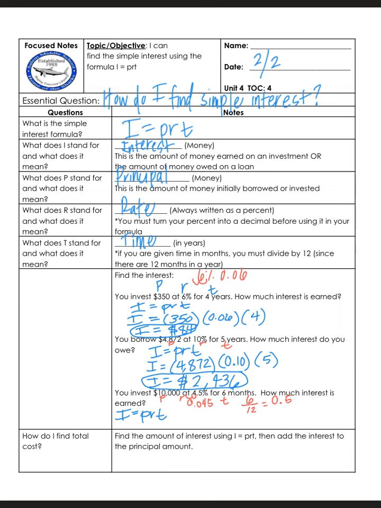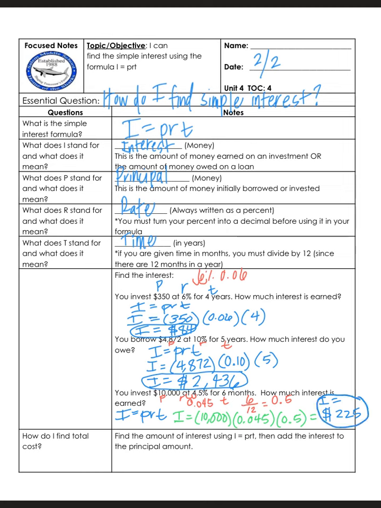Okay, so now let's plug this stuff into our formula. So we're going to get I equals 10,000 times 0.045 times 0.5. And when you plug that into the calculator for I, you're going to get $225.